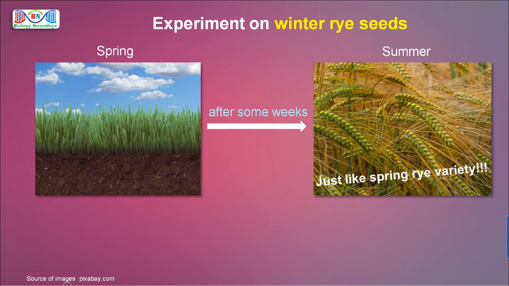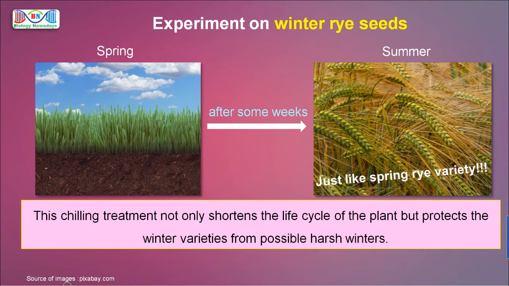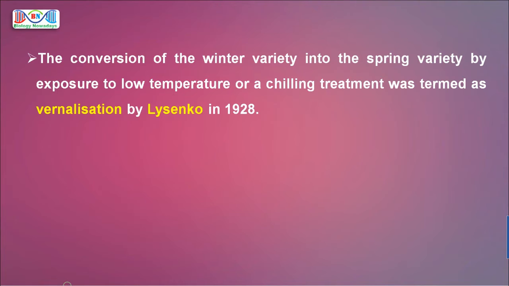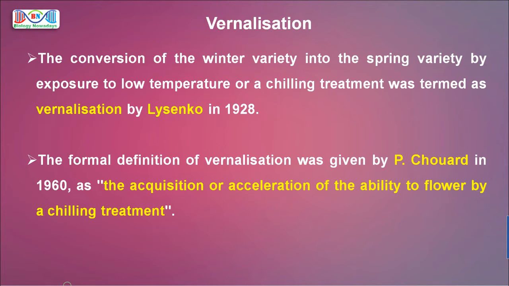Because this chilling treatment not only shortens the life cycle of the plant but protects the winter wheat varieties from possible harsh winters. This conversion of the winter variety into the spring variety by exposure to low temperature, in other words, a chilling treatment, was termed as vernalisation by Lysenko in 1928. So, vernalisation can be defined as the acquisition or acceleration of the ability to flower by a chilling treatment.